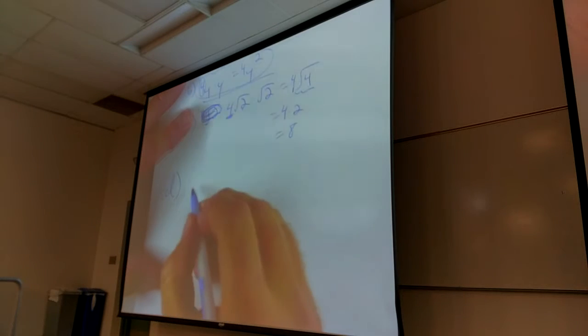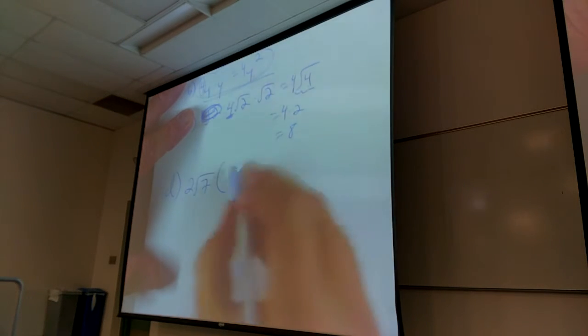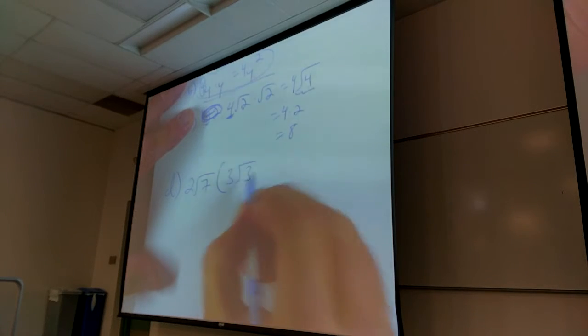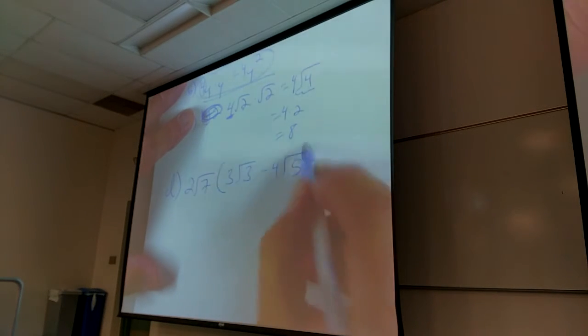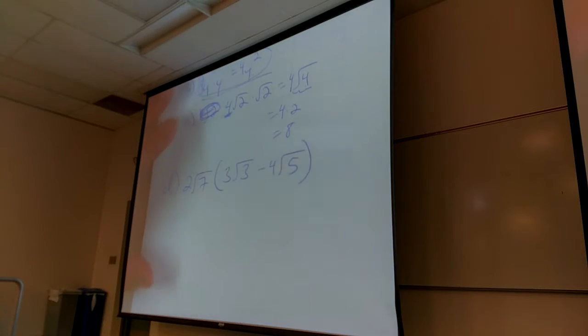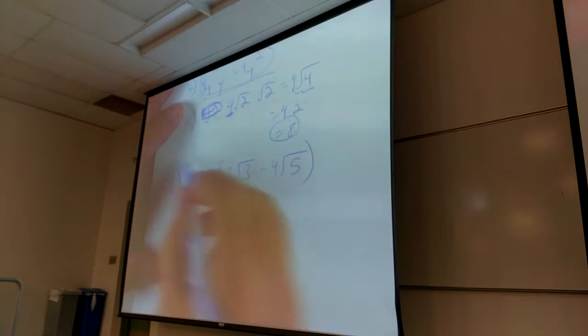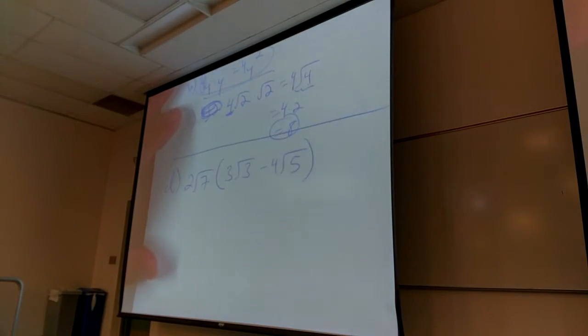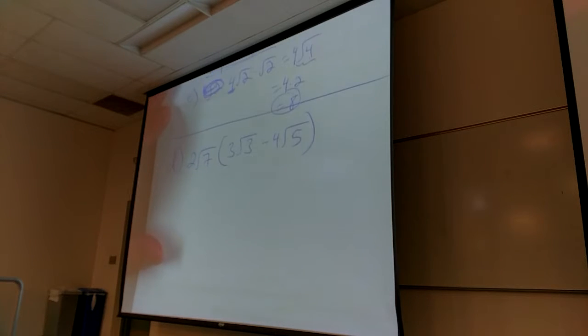So what do I do with, let's see, what about this guy? 2 rad 7 times 3 rad 3 minus 4 rad 5. Oh, yeah. Oh, sorry. What property am I going to use here?